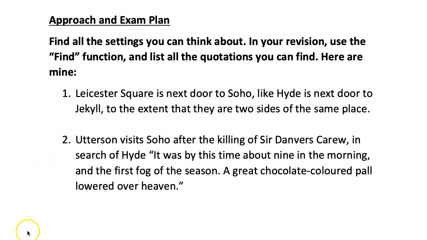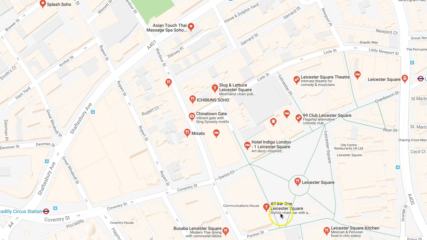But if you look at a map of London, Leicester Square is here. Jekyll's house is right there at this end of Leicester Square. You can walk straight across the square, up this road, and once you're past there, you're in Soho, look. They are absolutely next door to each other, and that links entirely to what Stevenson is saying about the duality of man.